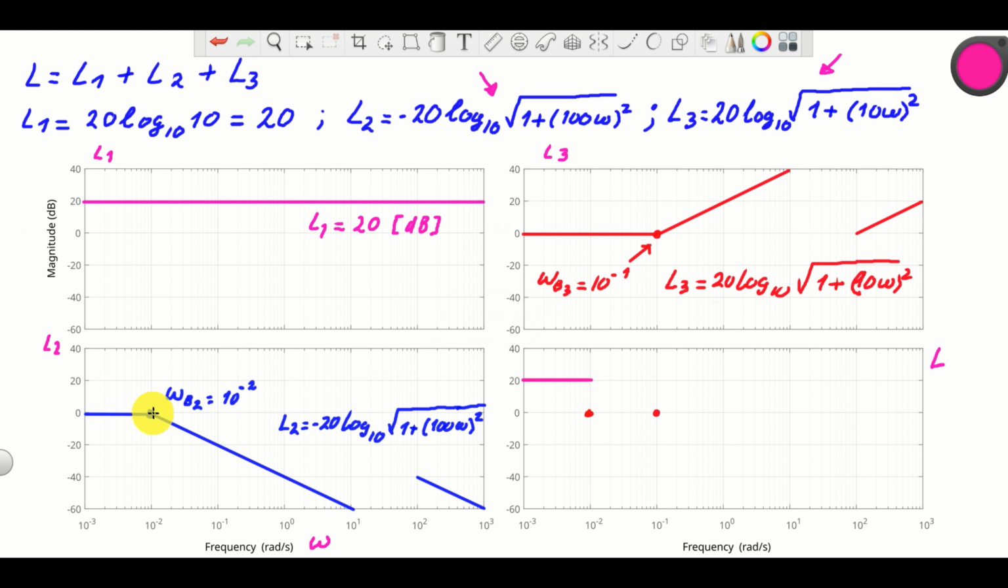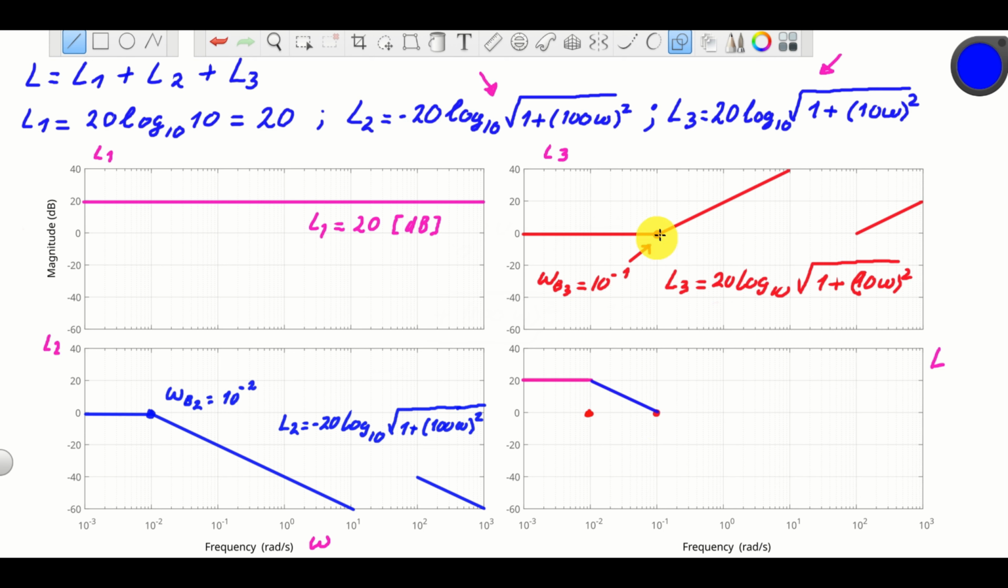Then what happens over here? Over here at this break frequency, our function L2 kicks in and becomes more dominant. And it will decrease this constant with minus 20 dB per decade. And we will have over here a constant slope starting from here until here, until the second break frequency.